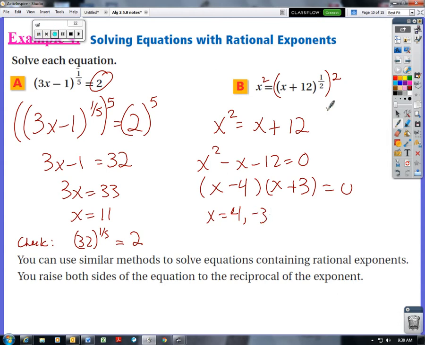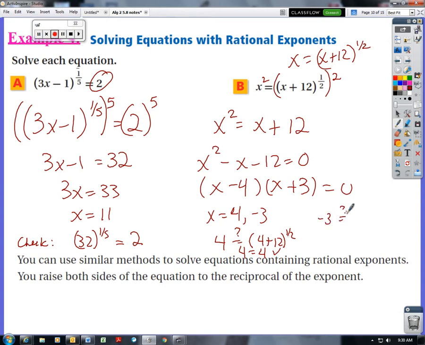So we were left with, here I'll just write the original. So I need to plug in 4. So 4 equals, parenthesis, 4 plus 12 to the 1/2. We're checking to see if that's true. 4 plus 12 is 16. 16 to the 1/2 is the same as the square root of 16, which is 4. So 4 does equal 4. That's a check. Now we'll plug in -3.